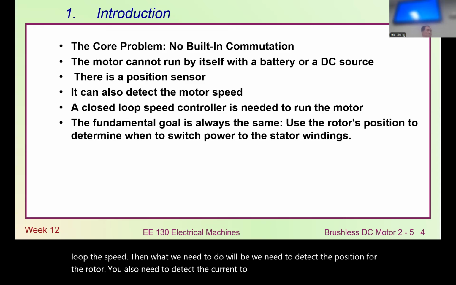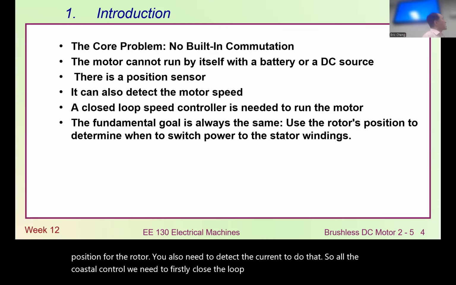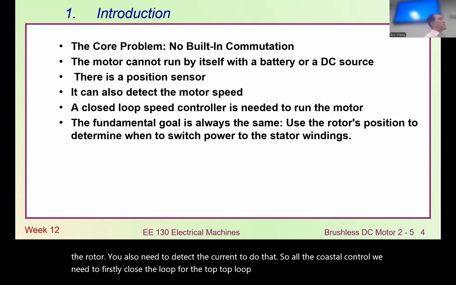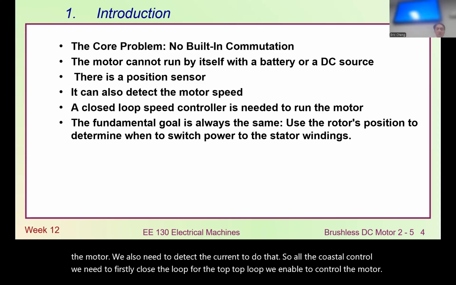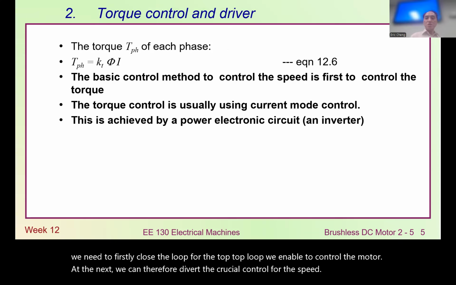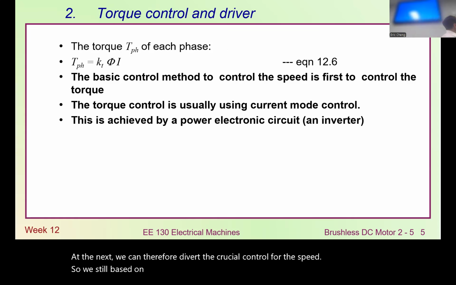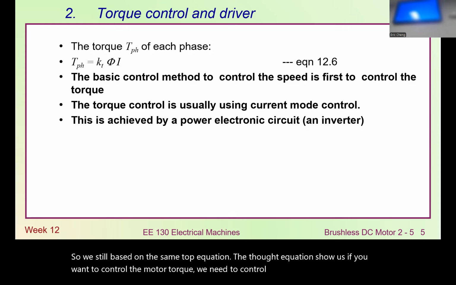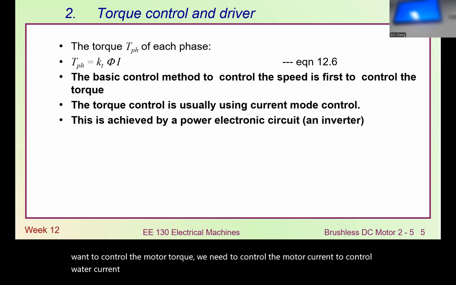So for all the closed loop control, we basically need to close the loop for the torque loop. We are then able to control the motor torque, and next we can develop the closed loop control for the speed. We're still based on the same torque equation. The torque equation shows us that if you want to control the motor torque, we need to control the motor current. To control motor current, of course, we can measure motor current. So for all this kind of brushless motor, if you want to control the motor operation, we need to measure the motor current.